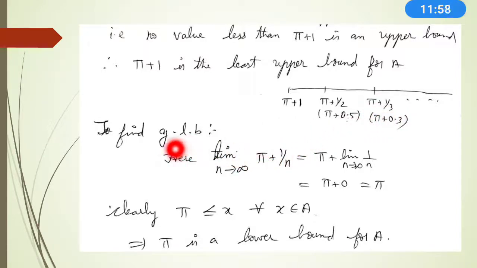Now I have to find the greatest lower bound. To find the greatest lower bound, as I said before, this is pi plus 1, pi plus 1 by 2, pi plus 1 by 3, it will go on.